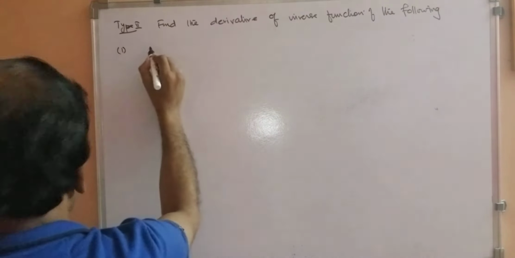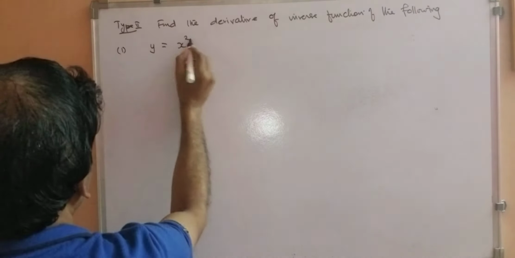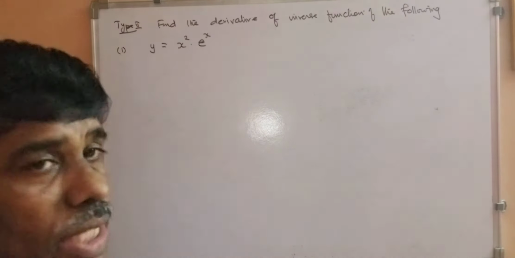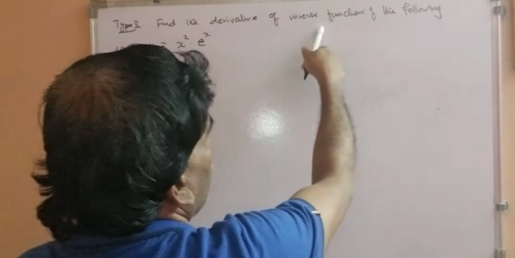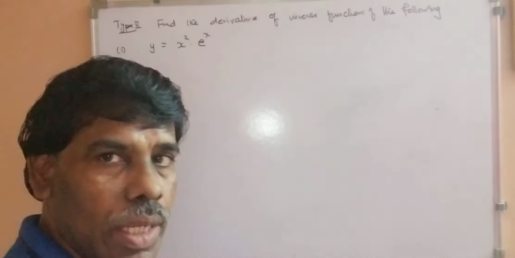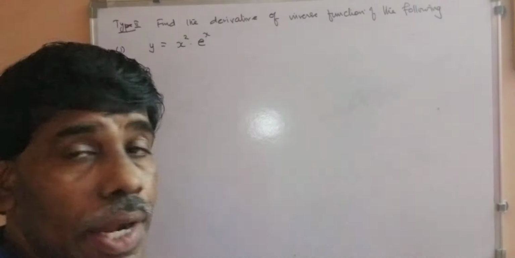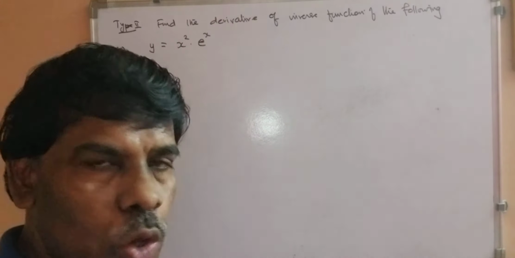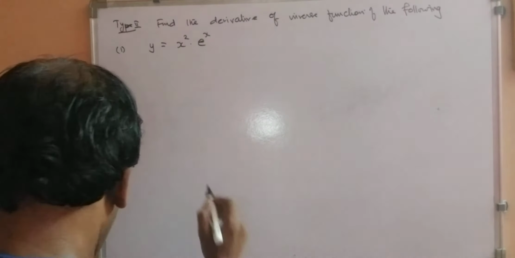Well, first sum, y equal to x square into e to the power x. Now listen very carefully. This is type 2. Find the derivative of the inverse function of the following. That means you have to find out dx by dy. So what we will do? First we will find out dy by dx. Then we will put 1 upon it.